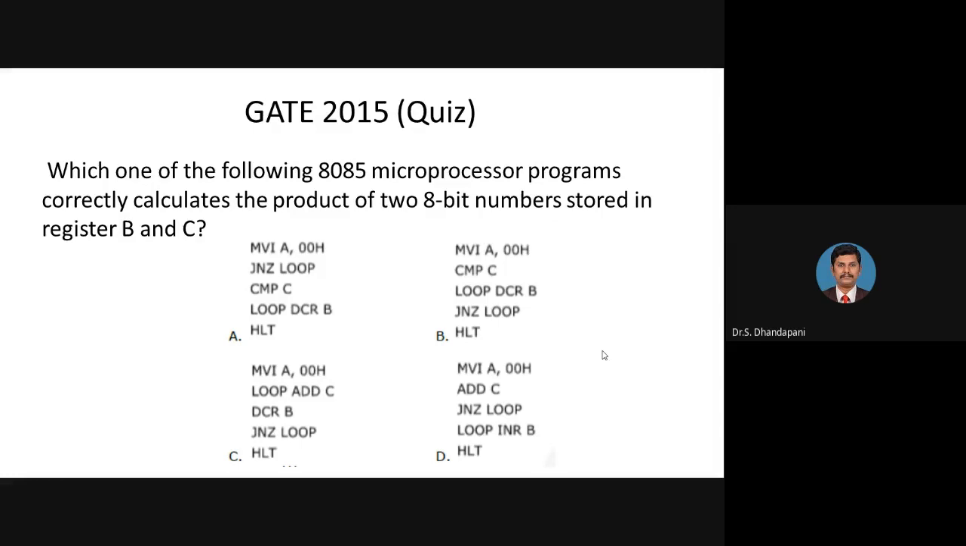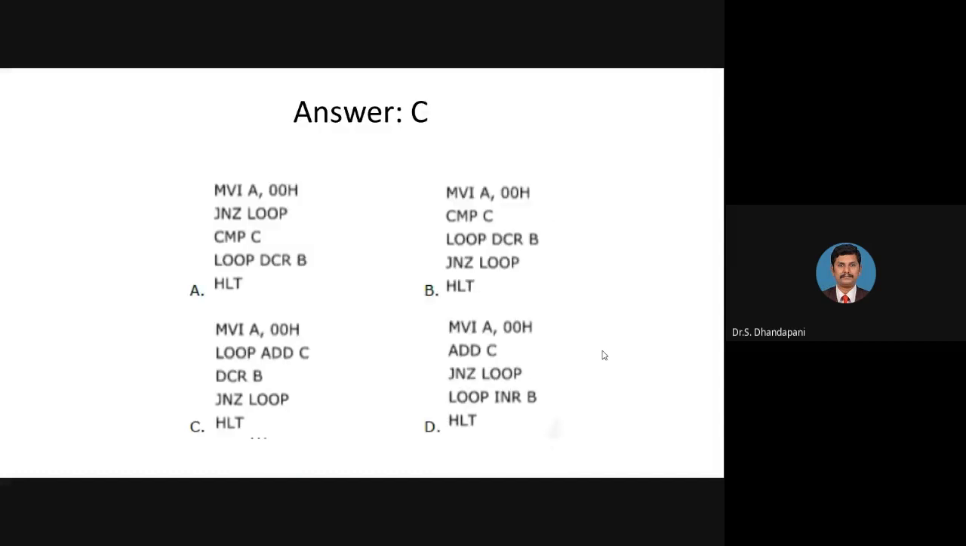Now four programs are given. Out of the four, only one is correct. Any guess? Which program can do the multiplication of the data available in register B and register C? Let us analyze. The correct program is C. I will tell the reason.